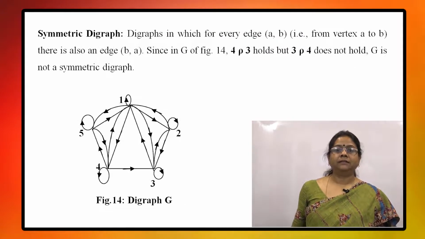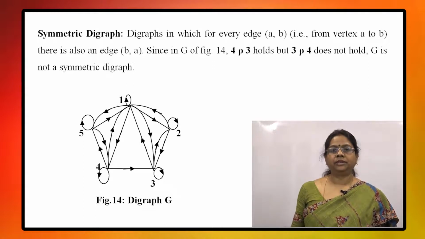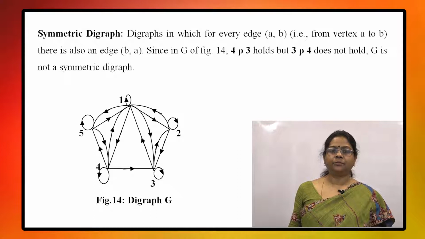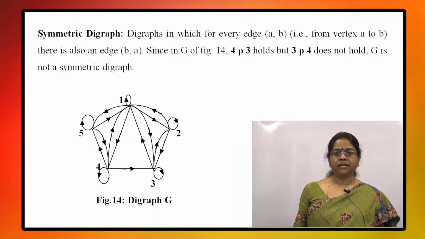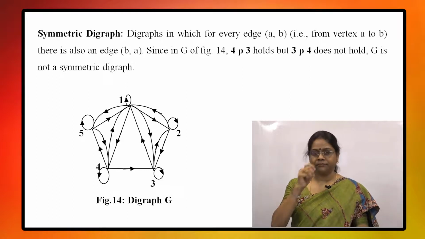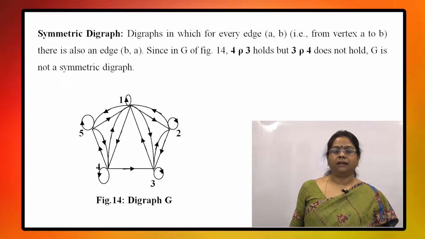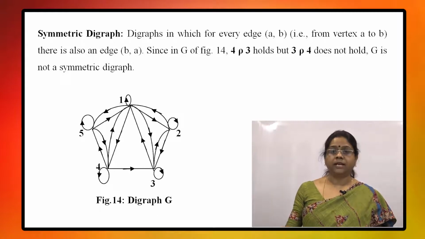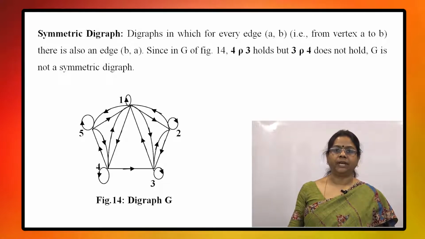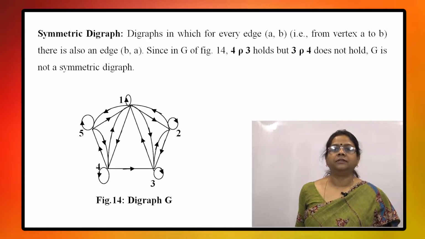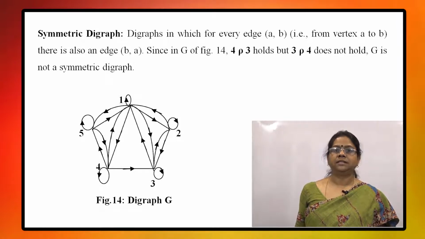And next comes the symmetric. We know that a symmetric relation is a relation where A rho B implies B rho A. So similarly, in its digraph representation, we will get an arc from A to B, where at the same time we will get an arc from B to A. Here in figure 14, we can see that 4 rho 3 holds, but 3 rho 4 does not hold. So this is not a symmetric digraph.